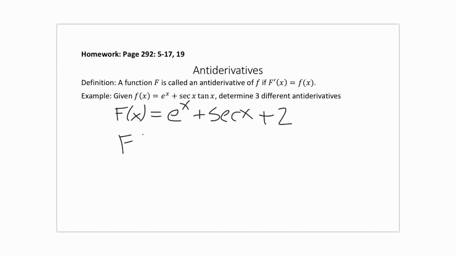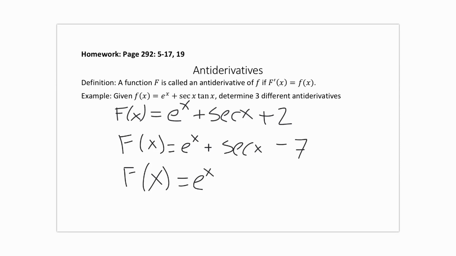Same thing if I wrote my function e to the x plus secant x. I could maybe subtract 7. And again, the derivative of the negative 7 will disappear, so I'll still technically have an antiderivative. I could even add something really weird, maybe e to the x plus secant x plus, I don't know, pi or something. As long as I have a constant, I'll get back to my original function.